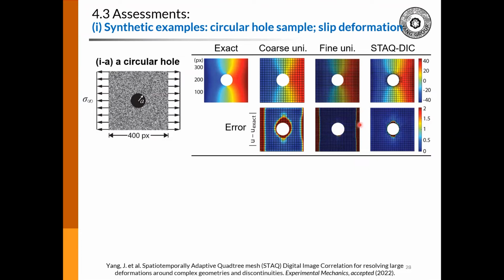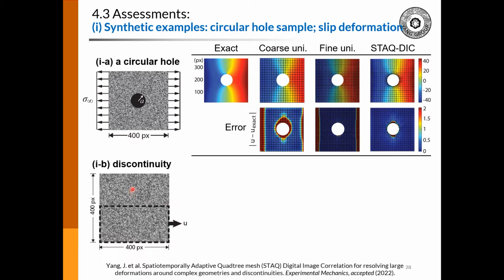The boundary is still a problem. Our new method is better because it can handle the subsets near the circular hole. You can do the subset splitting automatically. And it's also much more efficient, because the total number of data points is much less than a very fine mesh.